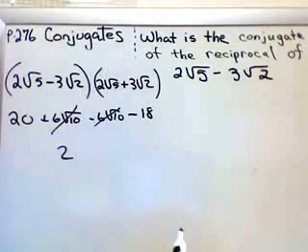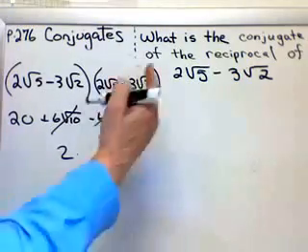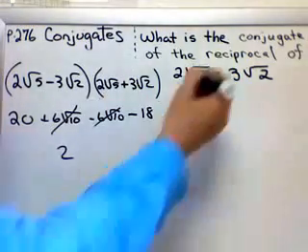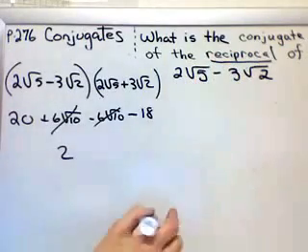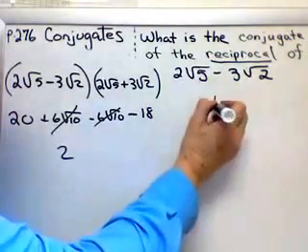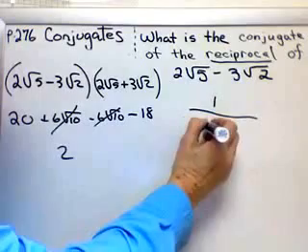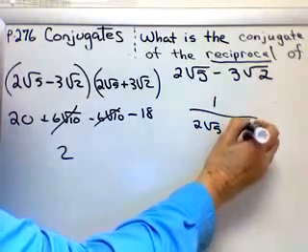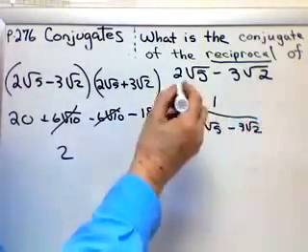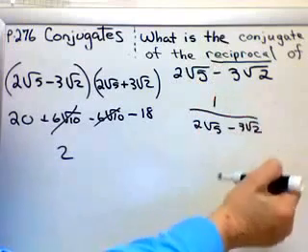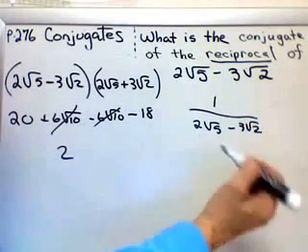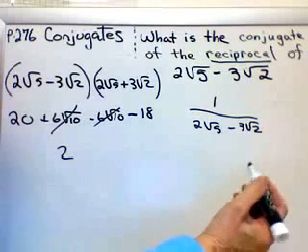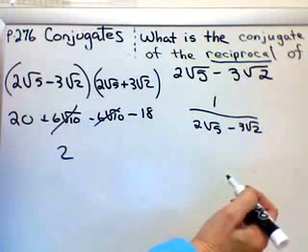Now, this question here on 276 was pretty interesting because it was 2 questions in one. What is the conjugate of the reciprocal? So the first thing I have to do is find the reciprocal of that. Well, the reciprocal of that is 1 over 2 root 5 minus 3 root 2. So I have the reciprocal, and now I have to find the conjugate of the reciprocal, right? What do I multiply it by so that I have an integer for an answer?